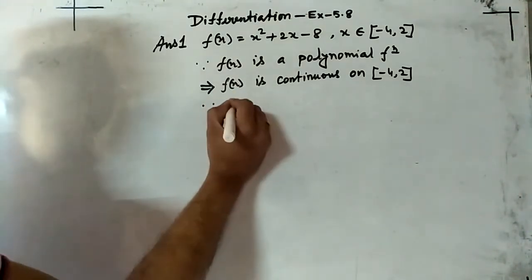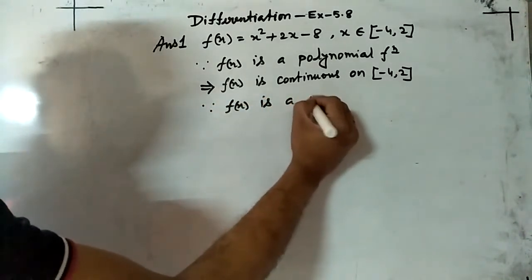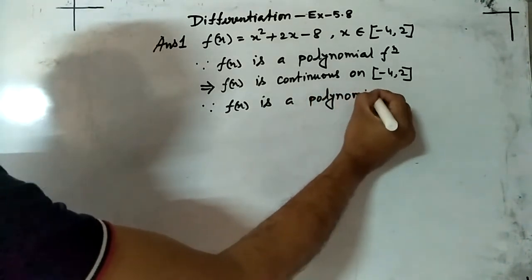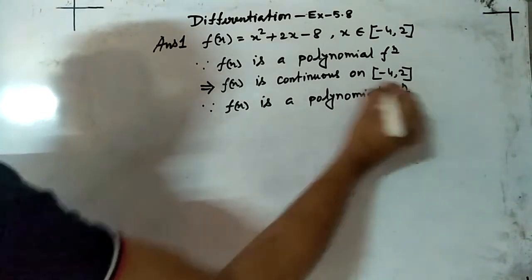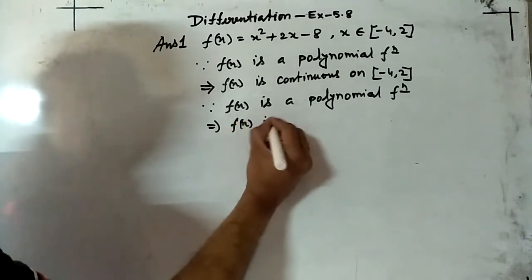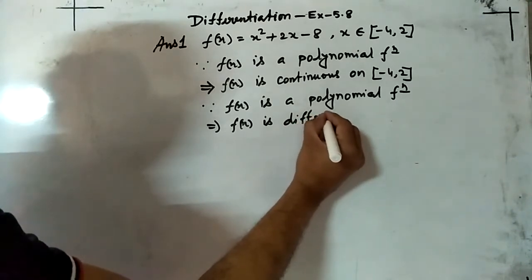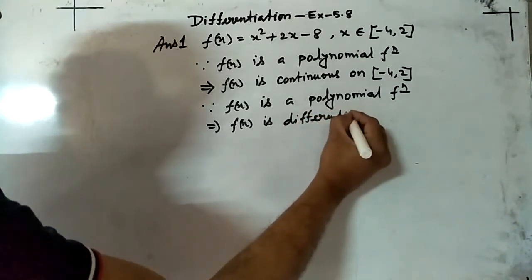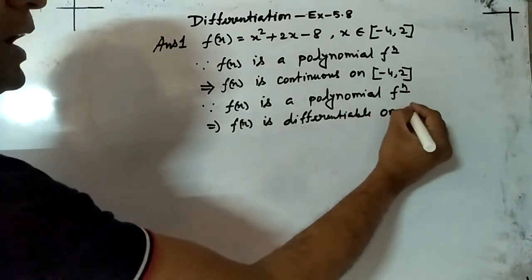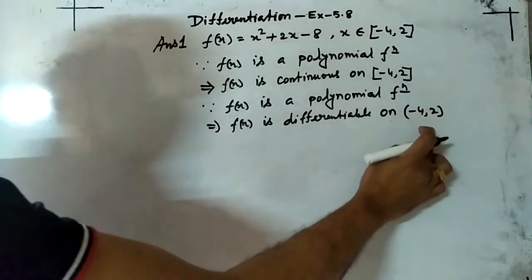Since f(x) is a polynomial function, it implies f(x) is differentiable on open interval (-4, 2). Here closed interval, here open interval.